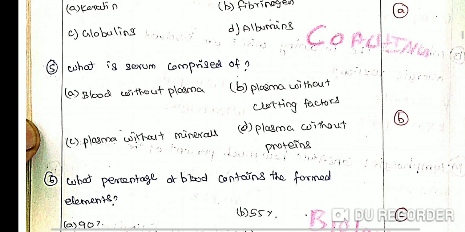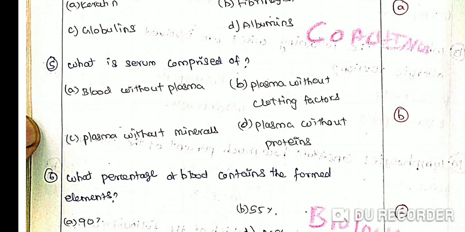What is serum composed of? Option A blood without plasma, option B plasma without clotting factors, option C plasma without minerals, option D plasma without proteins. The correct answer is option B, plasma without clotting factors. Serum is composed of plasma which is devoid of clotting factors. Normally plasma contains 6 to 8% proteins and 90 to 92% water. It also contains minerals, biomolecules, and clotting factors.